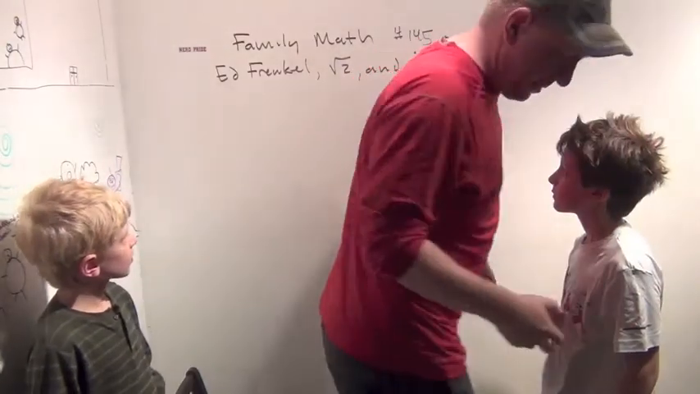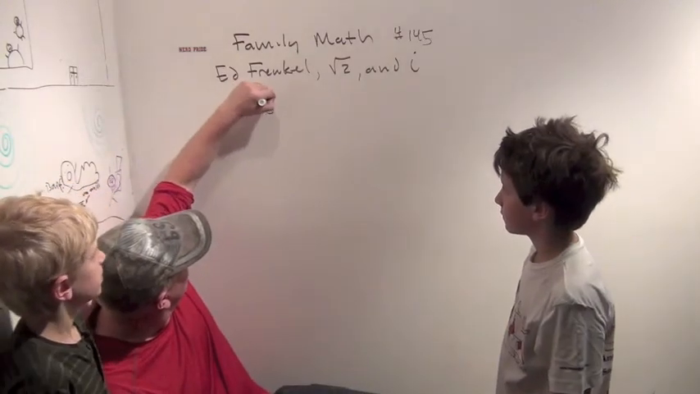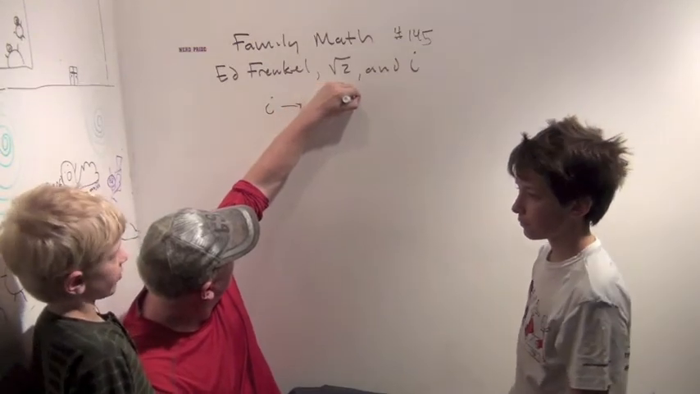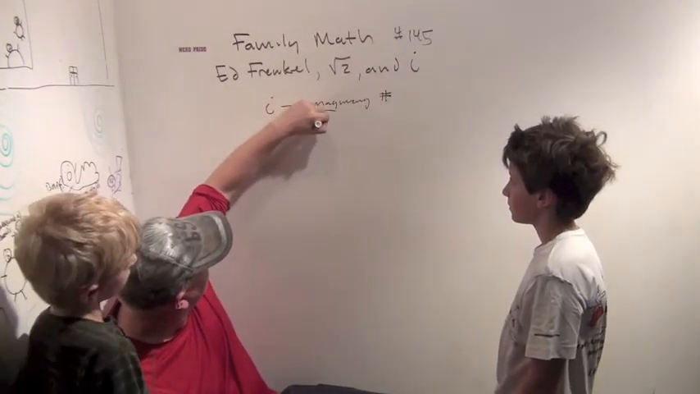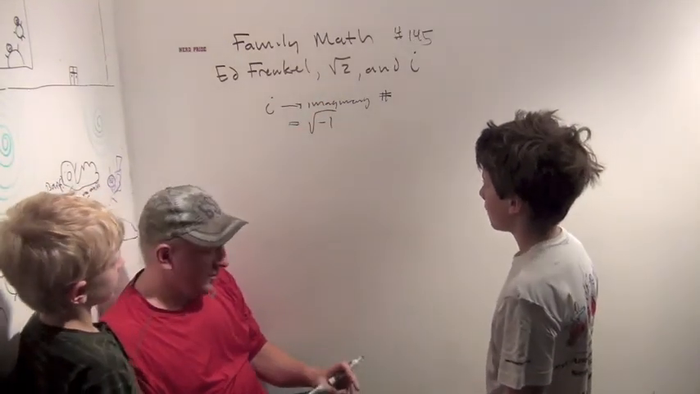What can you tell me about i, by the way, before we jump in? The second part? i is an imaginary number. Okay, i is imaginary, and i equals the square root of minus 1. Imaginary number, and it equals the square root of minus 1. What does that mean, that i equals the square root of minus 1?